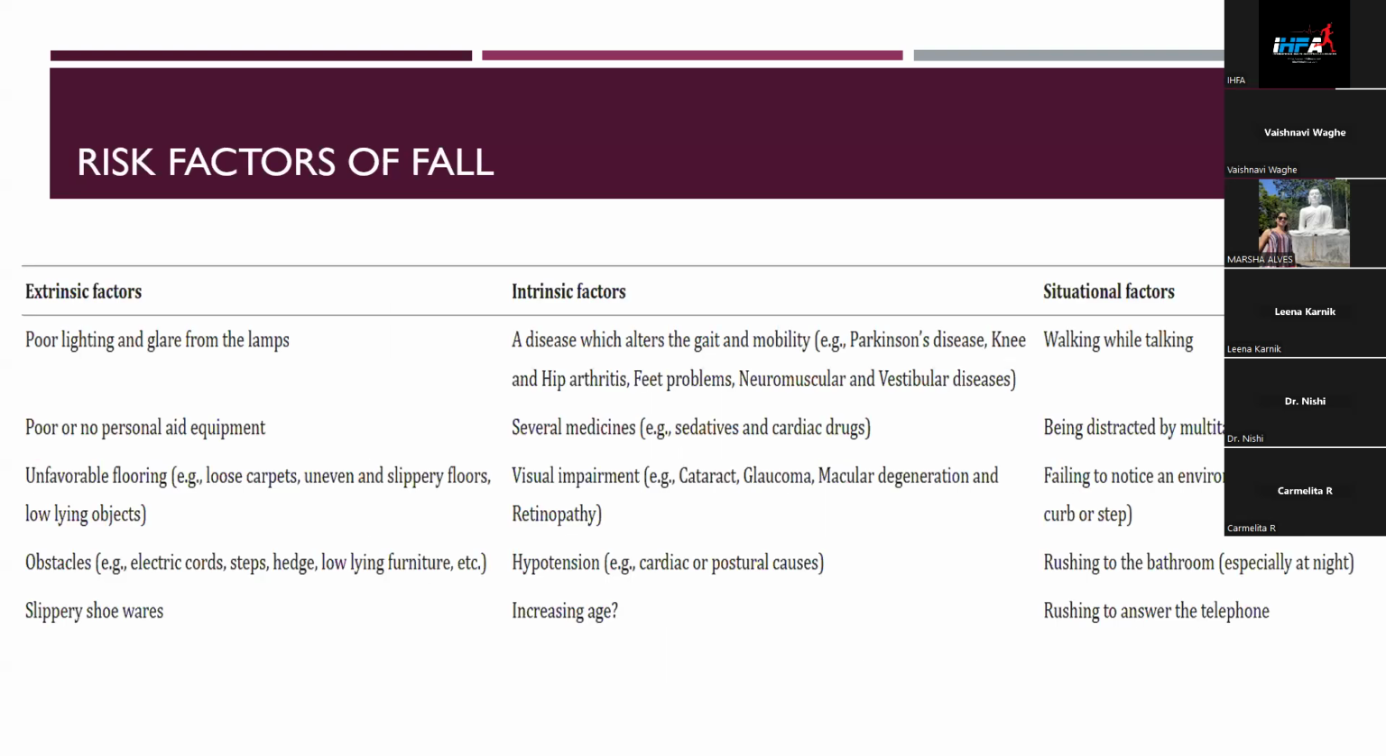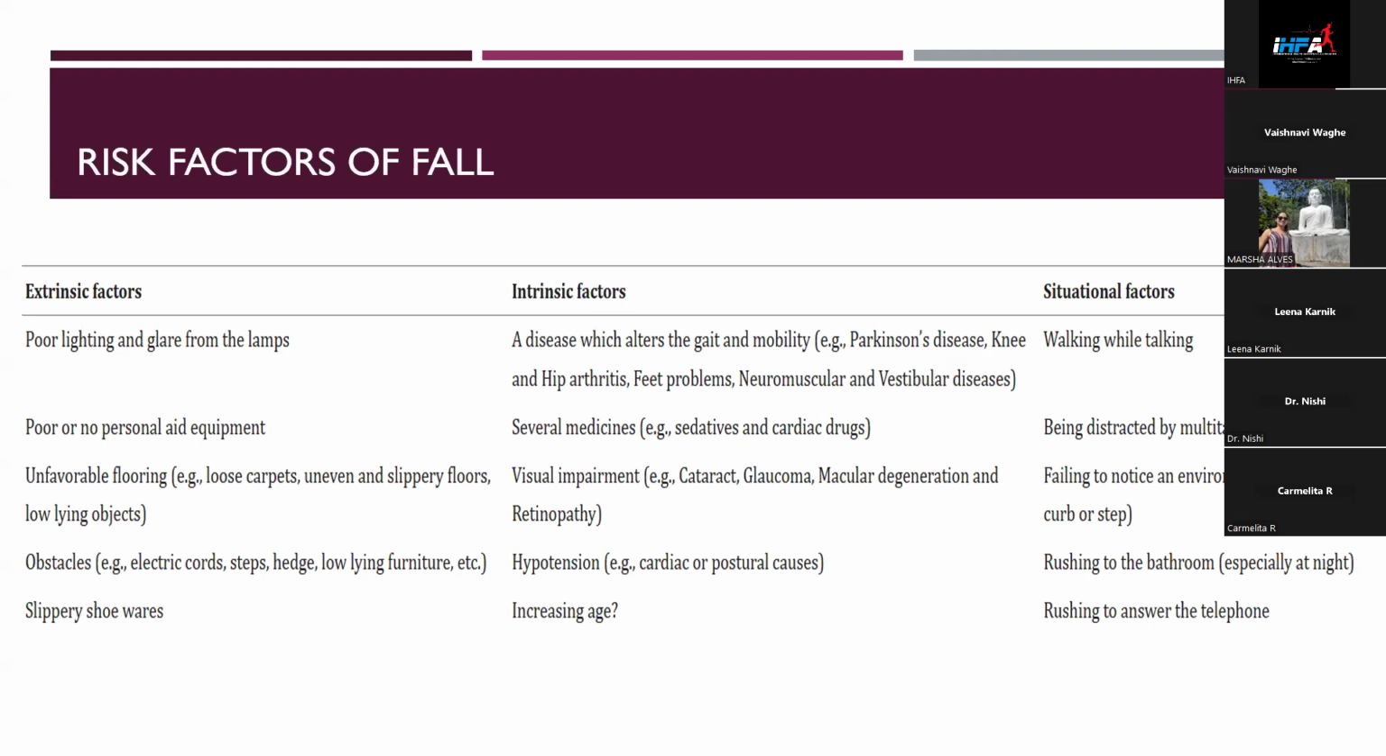So, what are the different risks of falls? Always remember there are different factors which can lead to fall. First is an extrinsic factor, which is something around us in our environment. Second is the intrinsic factor, which is inside our body. Third is a situational factor. Extrinsic factors means environment. Most commonly, what we see is in the night. Many patients have falls in the night, specifically in bathrooms. Correct? Am I right or wrong?